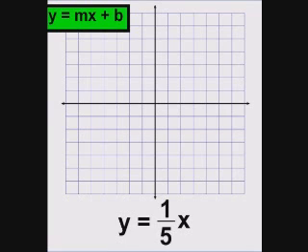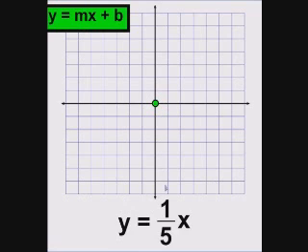Okay, this time our equation is y equals 1/5 x. Now if you notice, this looks a little bit different than our y equals mx plus b form, and all that's going on is our value for b happens to be 0. Plus 0 means we don't have to write it down, and so that means our line is going to go through the origin. So whenever you don't see a number being added or subtracted, that means the y-intercept is at 0. So we're going to plot that point right here in the middle.